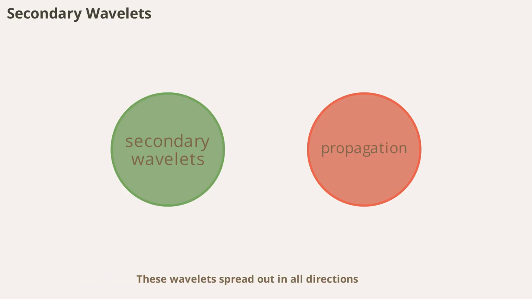According to Huygens' principle, every point on a wavefront acts as a source of secondary wavelets. These wavelets spread out in all directions and their envelope forms the new wavefront. This concept is essential for visualizing how waves propagate and interact with obstacles, leading to effects like reflection and refraction.